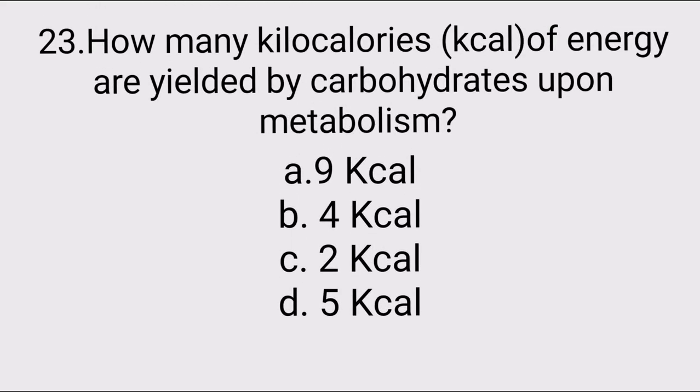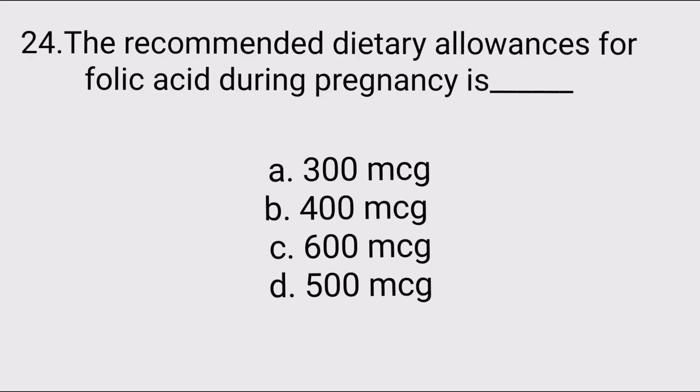How many kilocalories of energy are yielded by carbohydrates upon metabolism? The right answer is option B, 4 kilocalories. The recommended dietary allowance for folic acid during pregnancy is? The right answer is option C, 600 mcg.